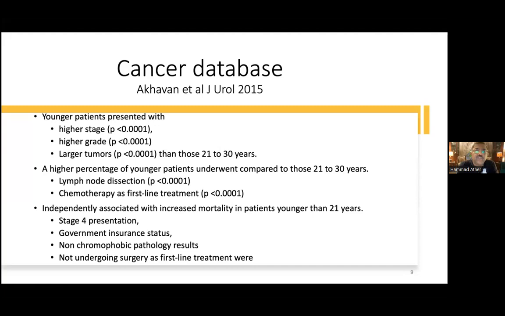The lymph node dissection and chemotherapy as a first-line treatment was also more frequently observed in the younger age population, younger than 21 years of age. Logistic regression analysis, the authors found that stage 4 presentation, children who had government insurance compared to private insurance, indicating access to medical treatment, non-chromophobe pathology, and patients who undergo first-line chemo or first-line systemic therapy rather than surgery are the indicators of poor prognosis in these children.